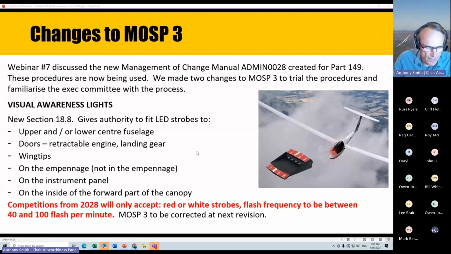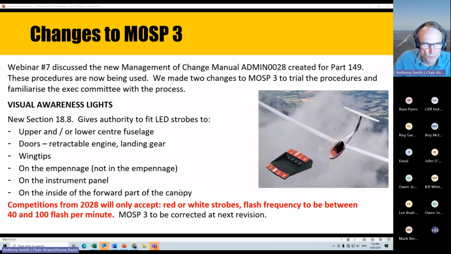Since that change came out and in discussion with the soaring development panel last weekend, competitions in Australia will have this mandated from 2028, and they will only accept red or white strobes and the flash frequency to be between 40 and 100 flashes per minute. I will put another correction to MOSP 3 at the next revision.